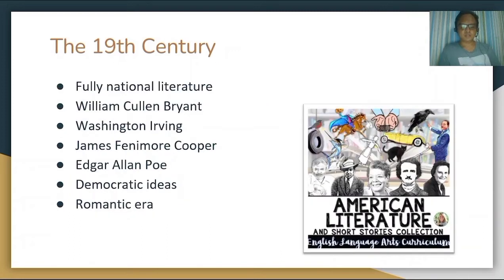The 19th century. American authors were encouraged to create fully national literature following the American Revolution and more so after the War of 1812. Four extremely reputable authors suddenly surfaced as if in reaction. A significant half-century of literary advancement was started by William Cullen Bryant, Washington Irving, James Fenimore Cooper, and Edgar Allan Poe.